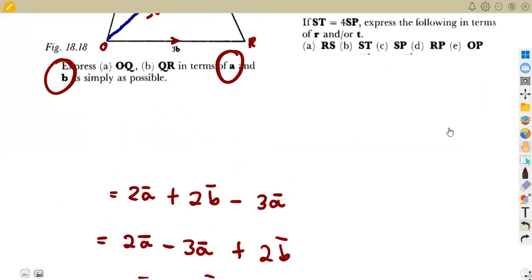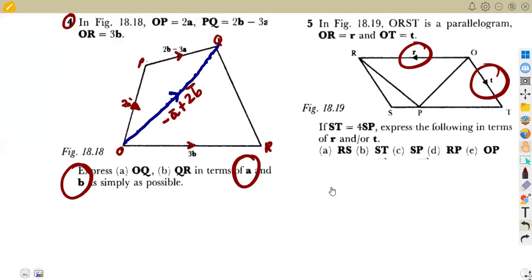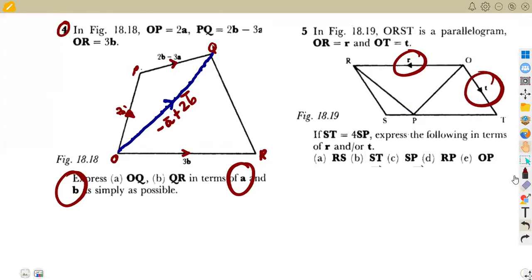All right, let's see if it is applicable for us to answer the other questions from this part. This is what we have. We have vector QR. Which route are you going to take? From point Q to R. We can move this way from Q to R.